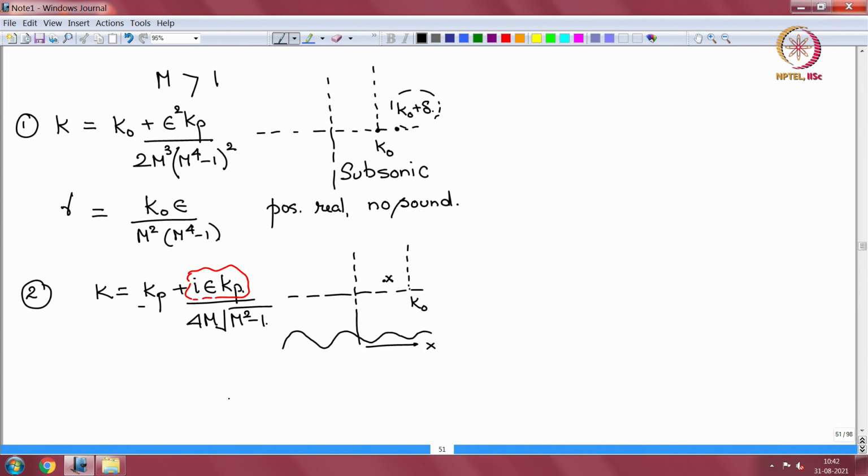Along with that, the gamma is given by minus IKP square root of m square minus 1 into 1 minus I epsilon by 4m into m square minus 1 to the power 3 by 2.